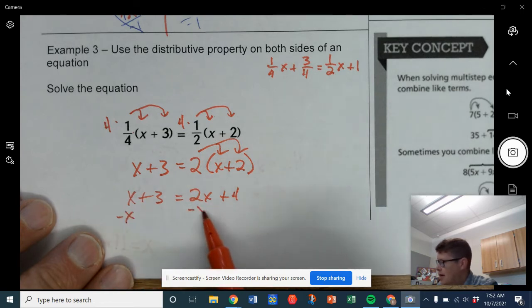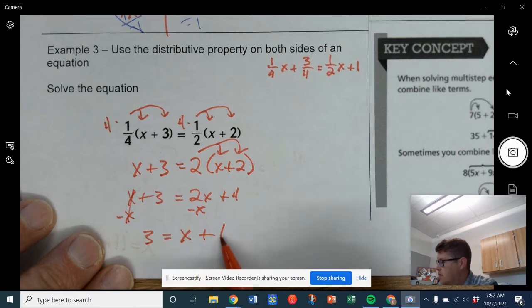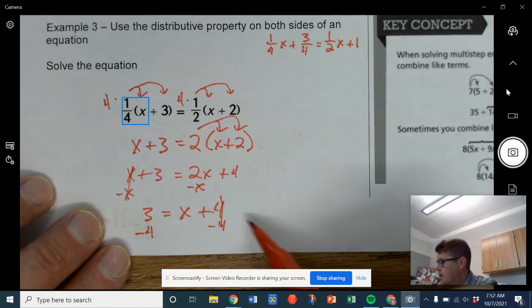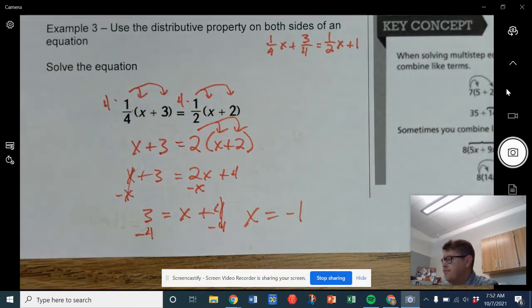I'm going to just subtract over here, and I'll get 3 equals x plus 4. And I'll subtract 4 to the other side, and I get x equals -1 as our answer.